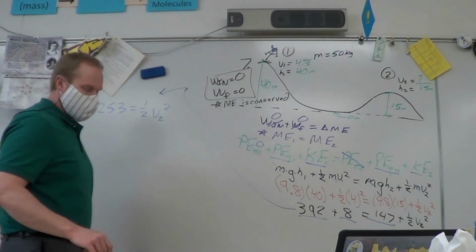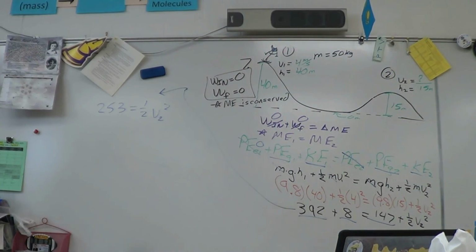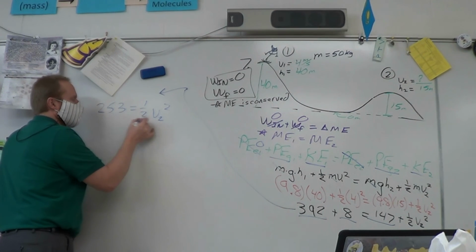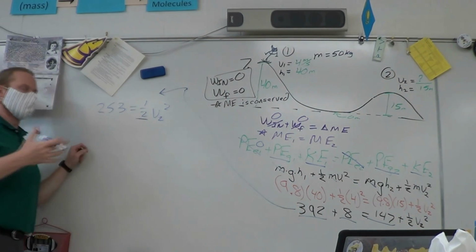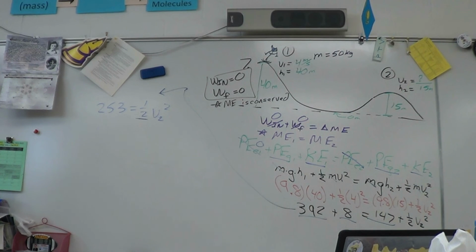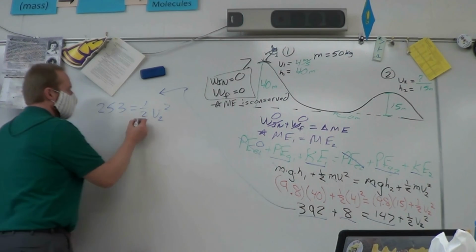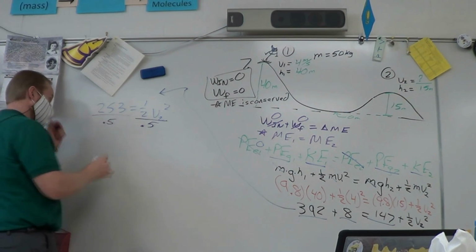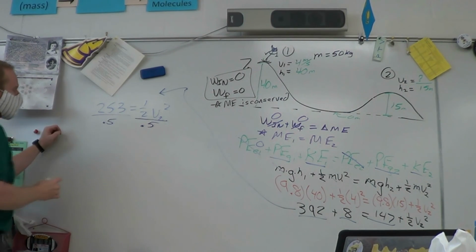Okay, so now I would not suggest taking the square root yet. Algebra tends to get screwed up then. So before I take the square root of v2 squared, I need to get rid of this 1/2. There's two ways you can get rid of a 1/2. You can multiply by the reciprocal, multiply by 2, or you can divide by 1/2. You can divide both sides by 0.5. And either one is perfectly fine, and they'll give you the same value.